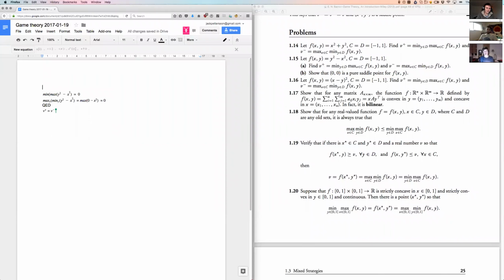I mean, you have already solved A. So, all right, yeah, there's a B. So show that 0, 0 is pure solve. Does this show that? Sorry, this is A. This was A.